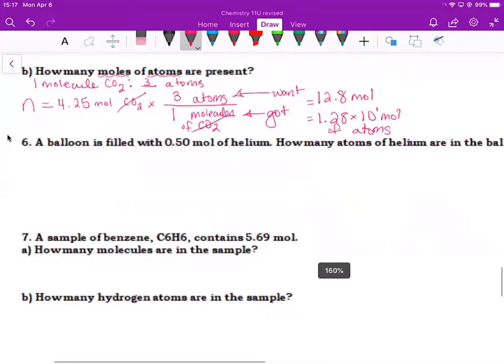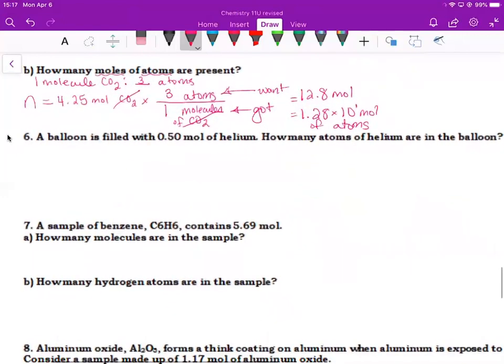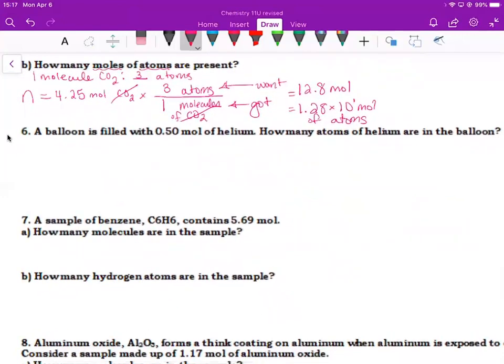Okay, number 6. A balloon is filled with 0.5 moles of helium. How many atoms of helium are in the balloon? Okay, so let's think about it.